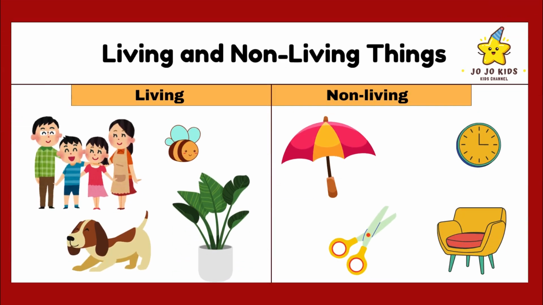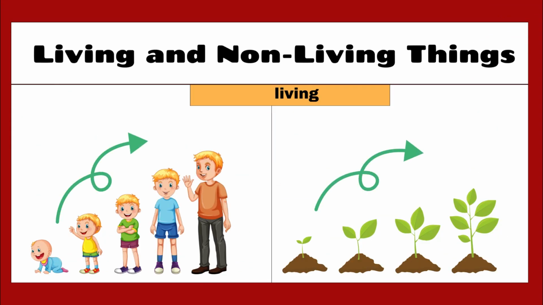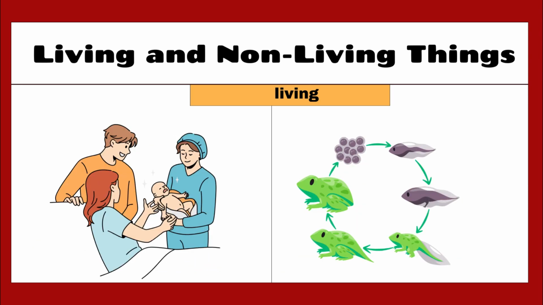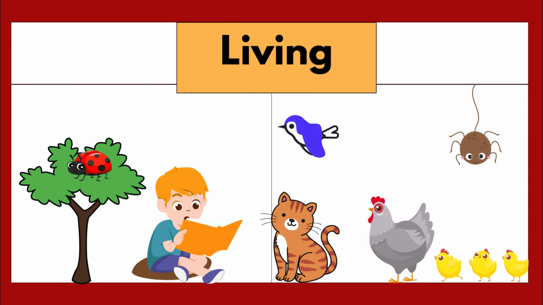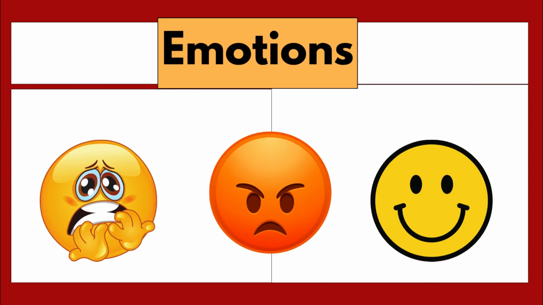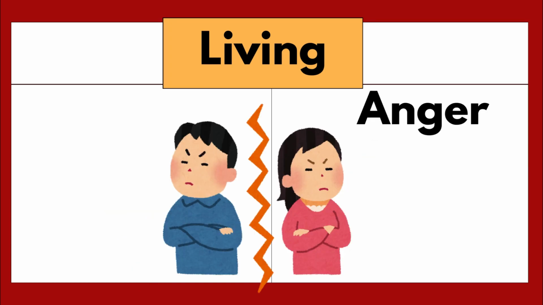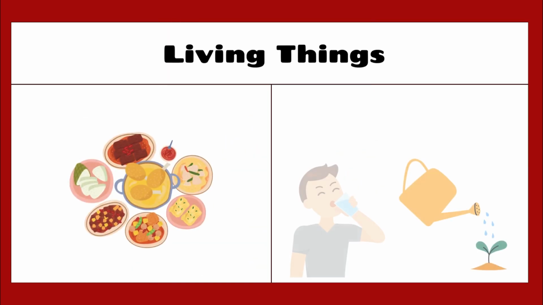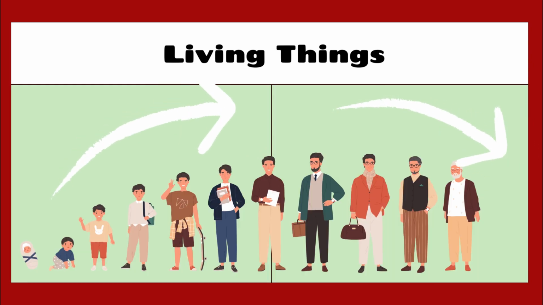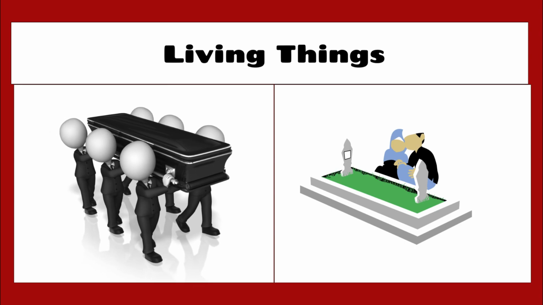Living and non-living things. Things which can grow, move, breathe, and reproduce are called living things. Living things can also feel emotions like fear, anger, and happiness. They need food and water. After growing and living for a long time, living things ultimately die.